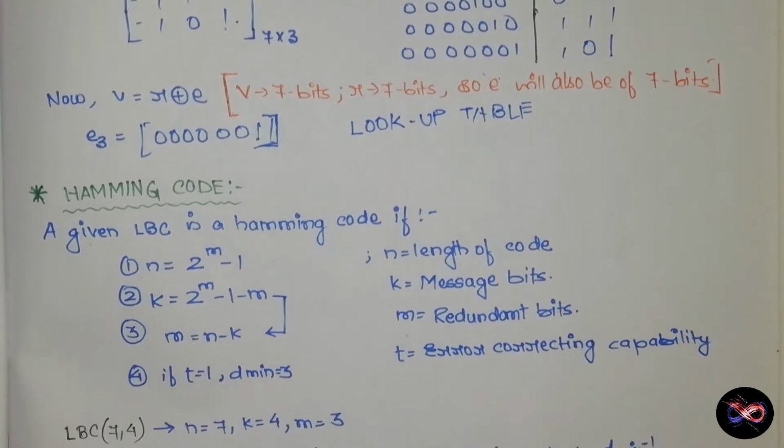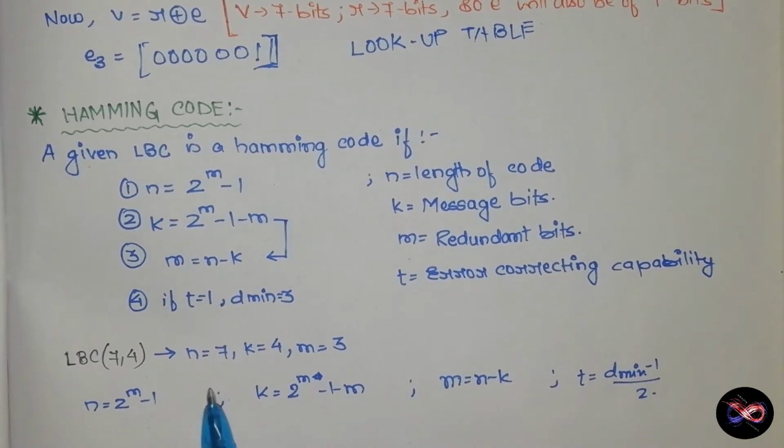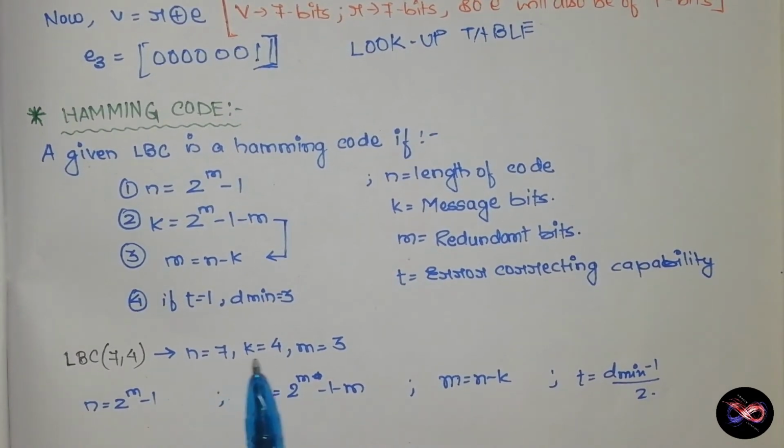So consider an LBC 7,4. We get the information that n = 7, k = 4 and m = 3. We are going to check whether this LBC is a Hamming code or not.